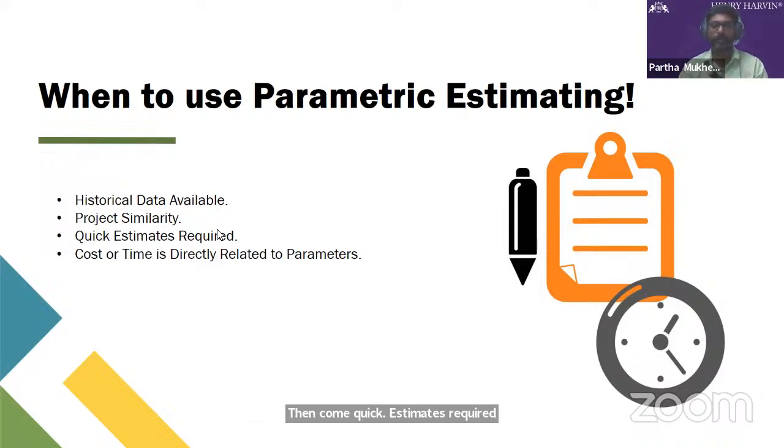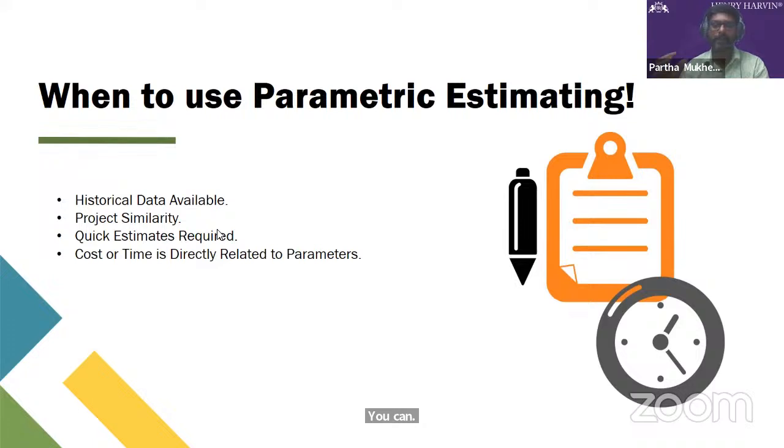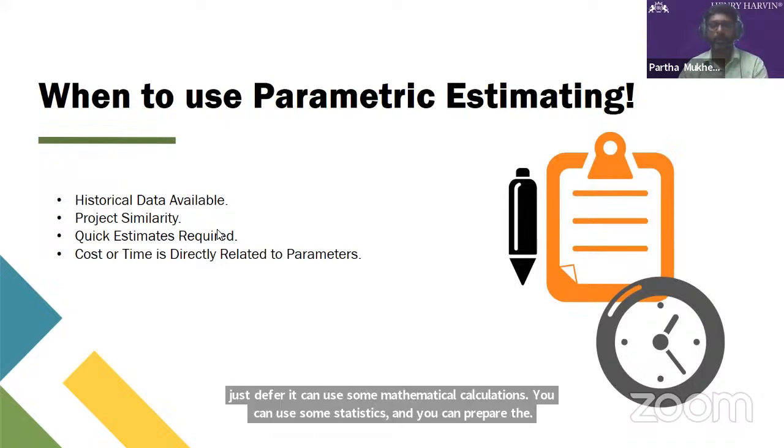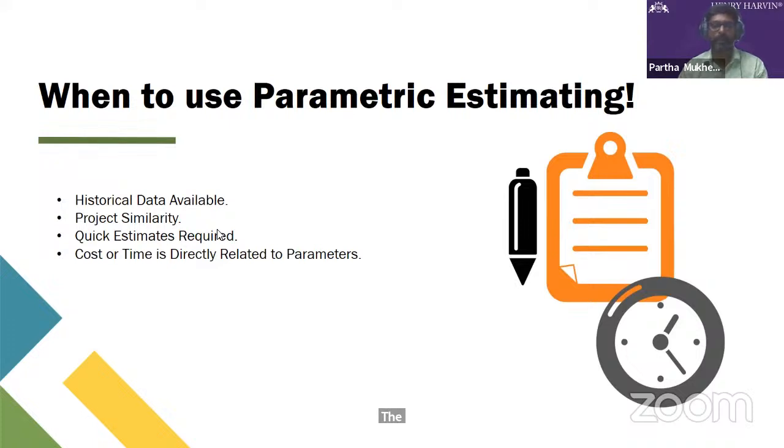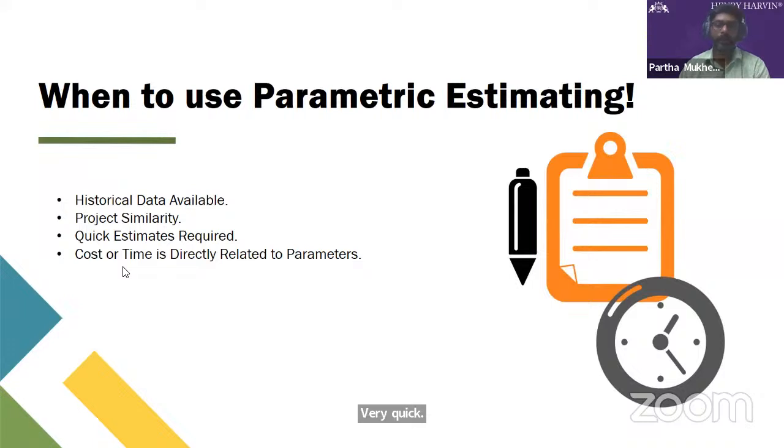Then come quick estimates required. I have already mentioned that parametric estimation takes place where an initial estimate is needed before commencement of detailed planning and resources. So when you have a very limited amount of information left with you, you can prepare it. And when you have historical data, you can refer to it, use some mathematical calculations and some statistics, and you can prepare the feasibility, the resource allocation, and the budgeting. So it's very quick.